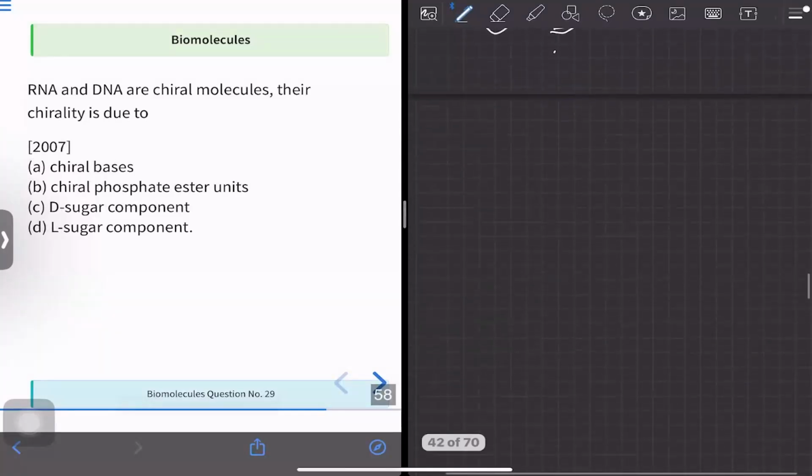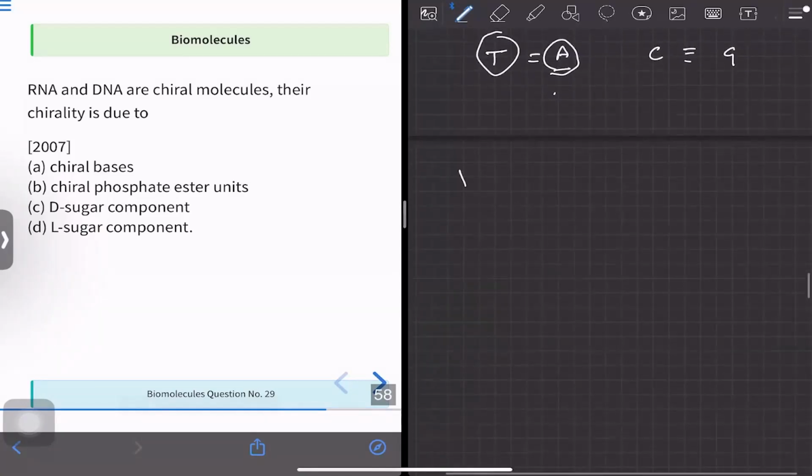Next question. RNA and DNA are chiral molecules. Their chirality is due to C. Their chirality is due mainly to sugars.